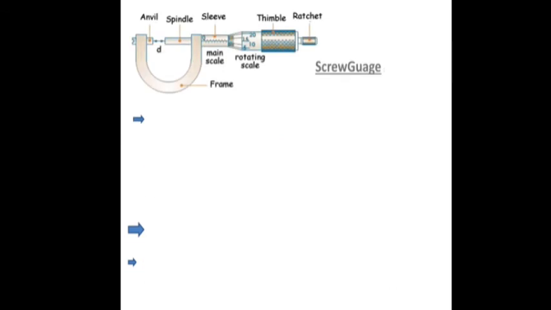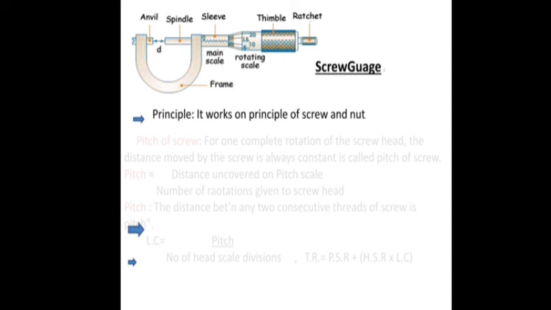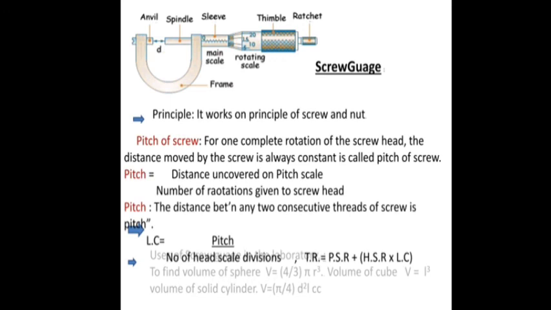Now the next instrument is our screw gauge. In the screw gauge there are a few things that we have to understand one at a time. You can just have an idea of it. This is the instrument that we have. In this instrument the parts are directly shown. Anvil is there, spindle is there, sleeve, and main scale, which is nothing but the pitch scale, and rotating scale, which is nothing but the head scale, thimble, ratchet and frame. Now this is useful. Now what is the principle of this?